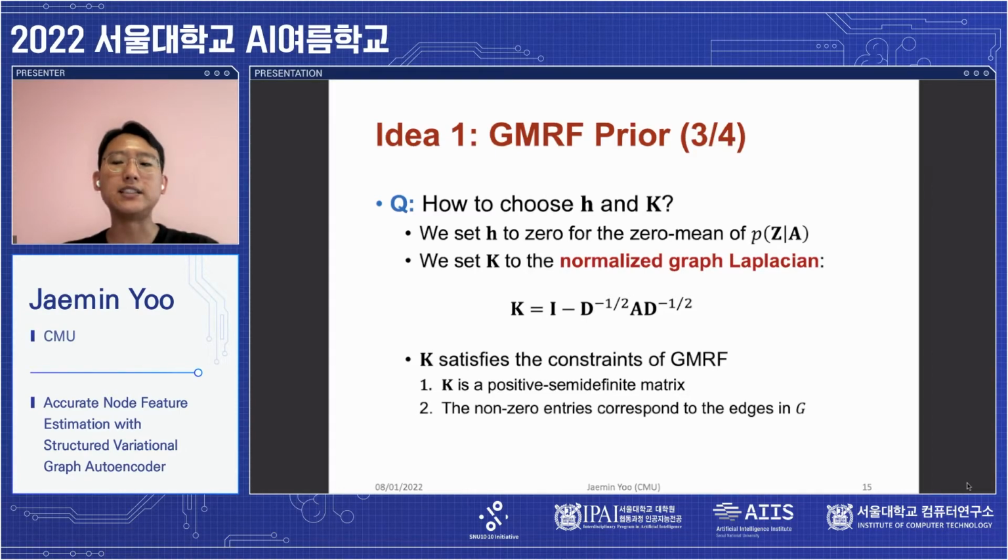First, since h determines only the self-information of nodes, we can set h to 0 to model the zero mean distribution of latent variables. This does not decrease our modeling capacity because the latent variables can have any mean or any bias based on our choices. And more important is how to model k. We set k to the normalized graph Laplacian, which is defined as follows. This modeling of k satisfies the constraints of the Gaussian Markov random field, which are, first, k is a positive semi-definite matrix, and second, the non-zero entries of k correspond to the edges in the actual graph.